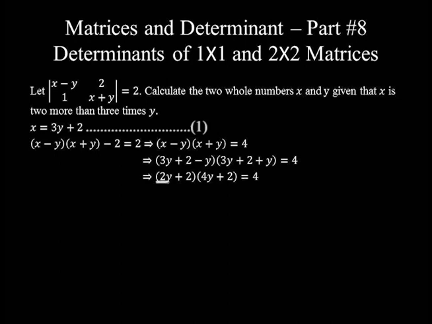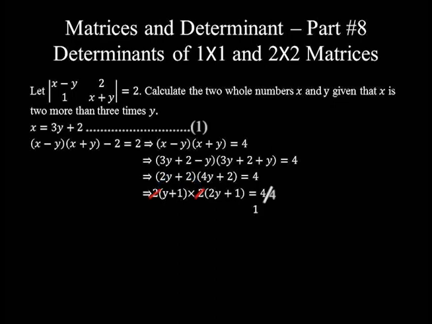Both the coefficient of y and the constant term in each of these left-hand side expressions are the multiples of 2. So taking 2 as a common factor, we will find 2 times 2y divided by 2 is y plus 2 divided by 2 is 1 times, for the second expression, 2 times 4y divided by 2 is 2y plus 2 divided by 2 is 1, which is equal to 4. 2 times 2 is 4. 4 divided by 4 gives us 1.